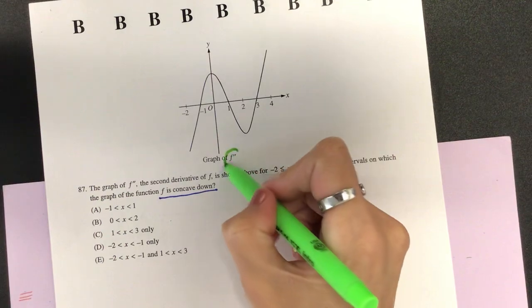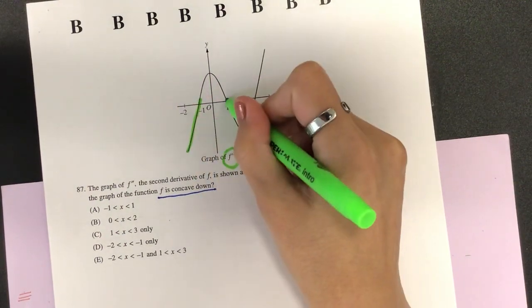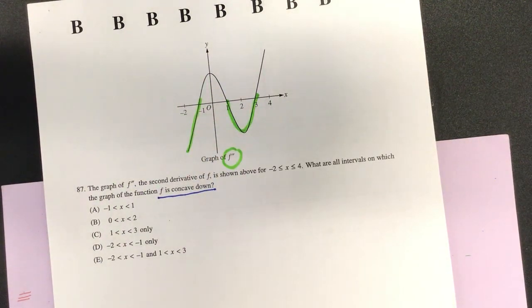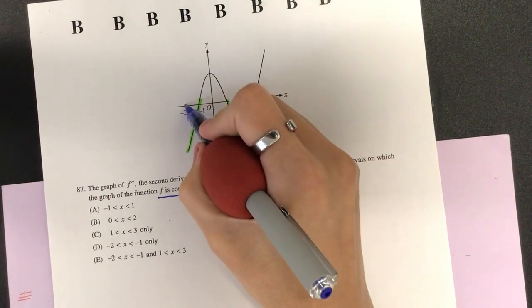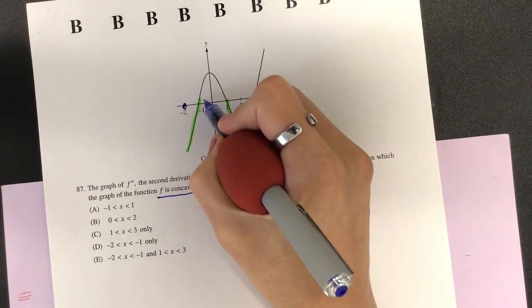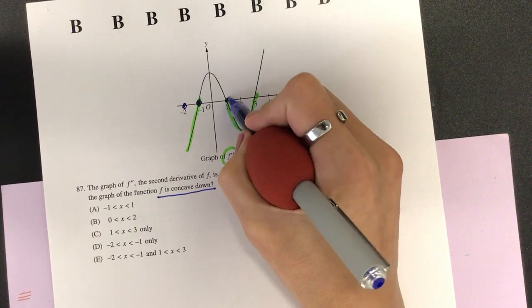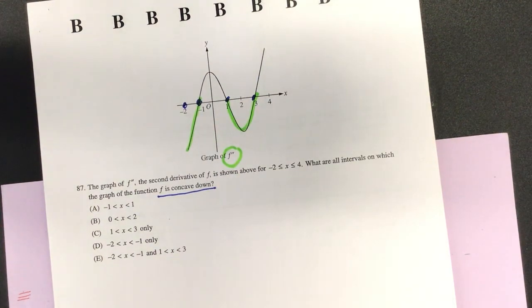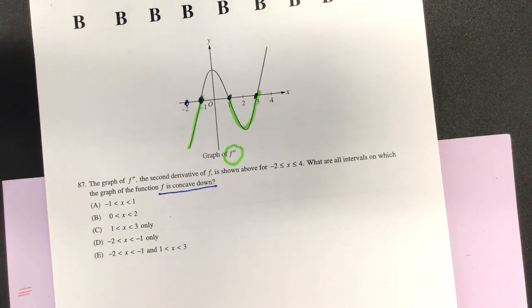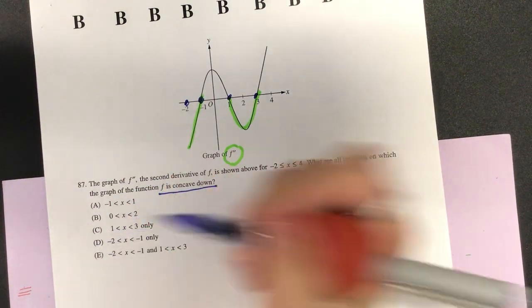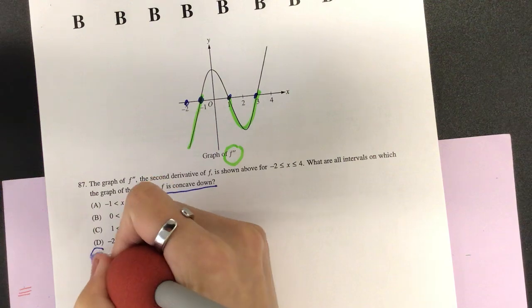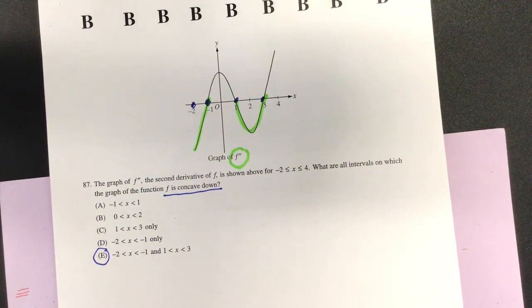So I'm going to go to my graph. Because this is my double prime, I'm looking for negative here and negative here. So we're going to go from negative 2 to some number over here. It looks like if I were to kind of guess, negative 1, 1 to 3, which one has that answer choice? Which one? Would y'all agree it's E? Yep, done. Moving on to the next one.